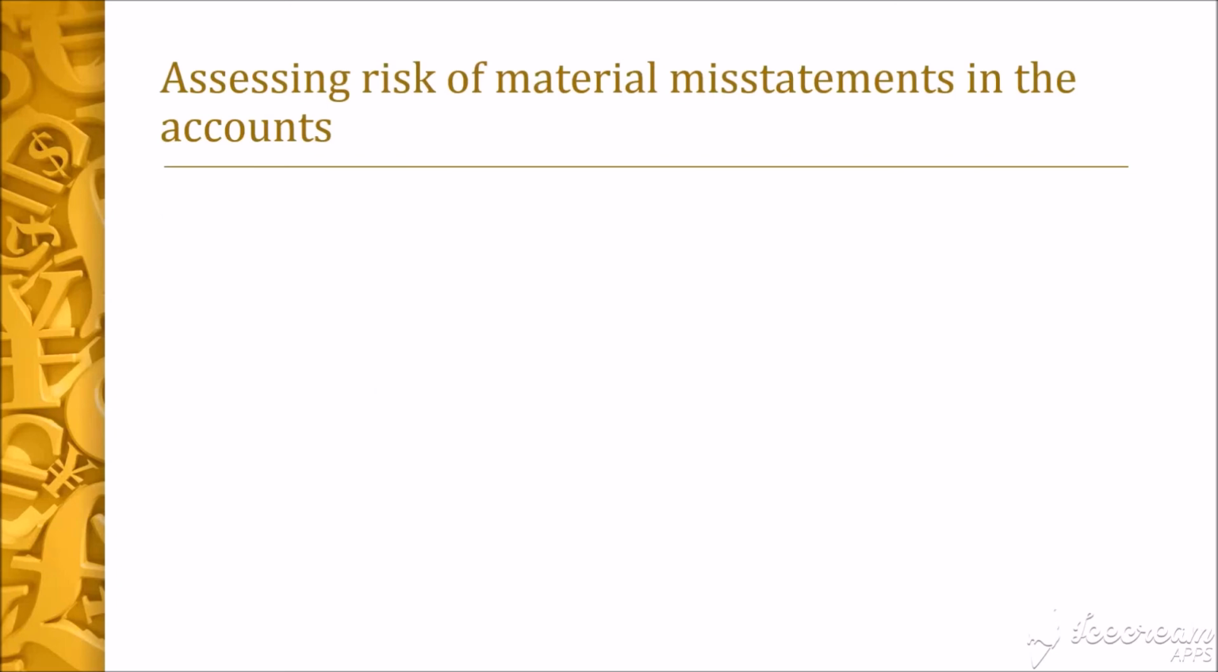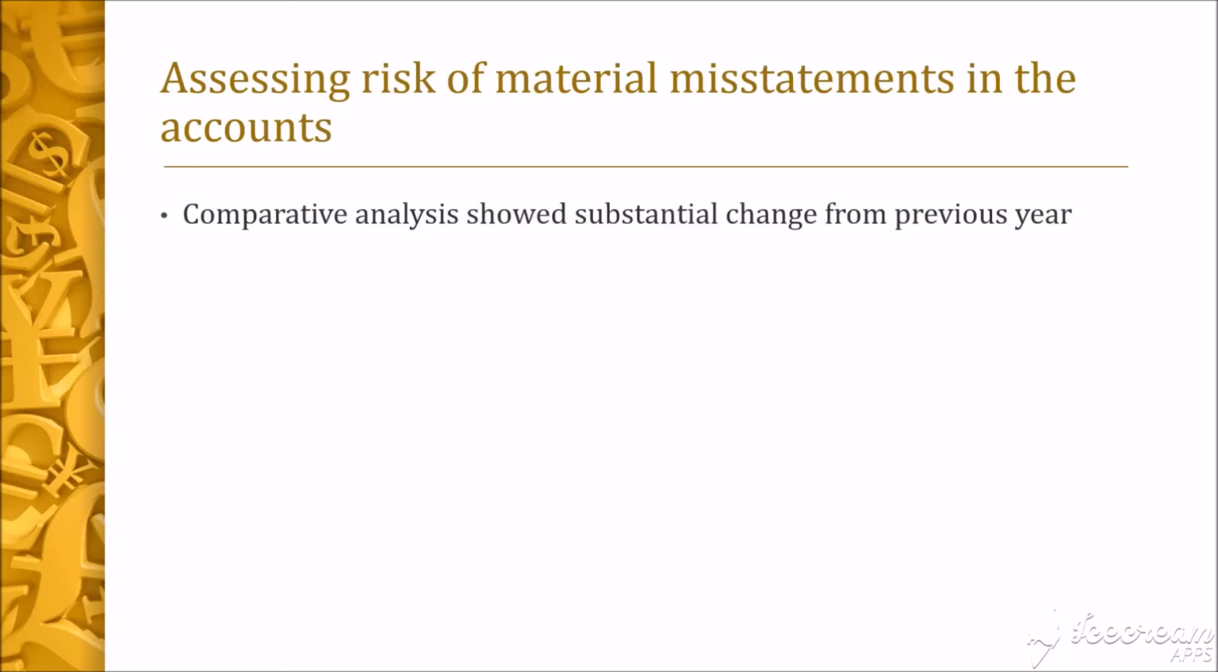As mentioned in the previous video, an auditor does not have the time to ensure all numbers in the financial statements are accurate to the dollars and cents. Therefore, the auditor should focus more of their time on accounts with a higher risk of material misstatements. Here are a few ways to identify accounts with a higher risk of material misstatement. Based on the comparative analysis, the auditor may notice a substantial change in the account numbers for the current year compared to the previous year.